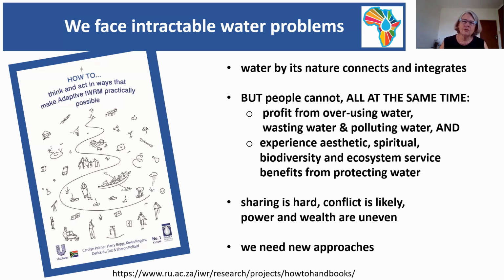And so if we're to move to a more sustainable and a more equitable system of managing and using water, we need new approaches. Now, this little booklet is called How to Think and Act in Ways that Make Adaptive Water Resource Management Practically Possible. And you can find it on this website. And it gives you a summary of some of the ideas that can be put together to describe the new approach. But this course is about the adaptive systemic approach, which is a package of these new ways of thinking into something that can be practically and reasonably practiced.